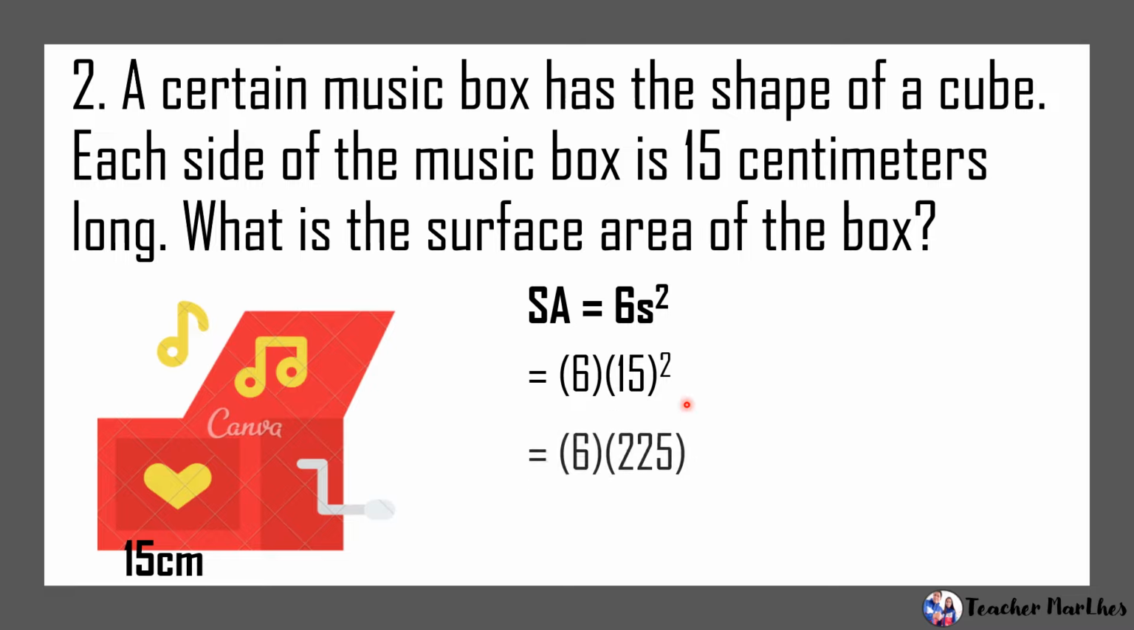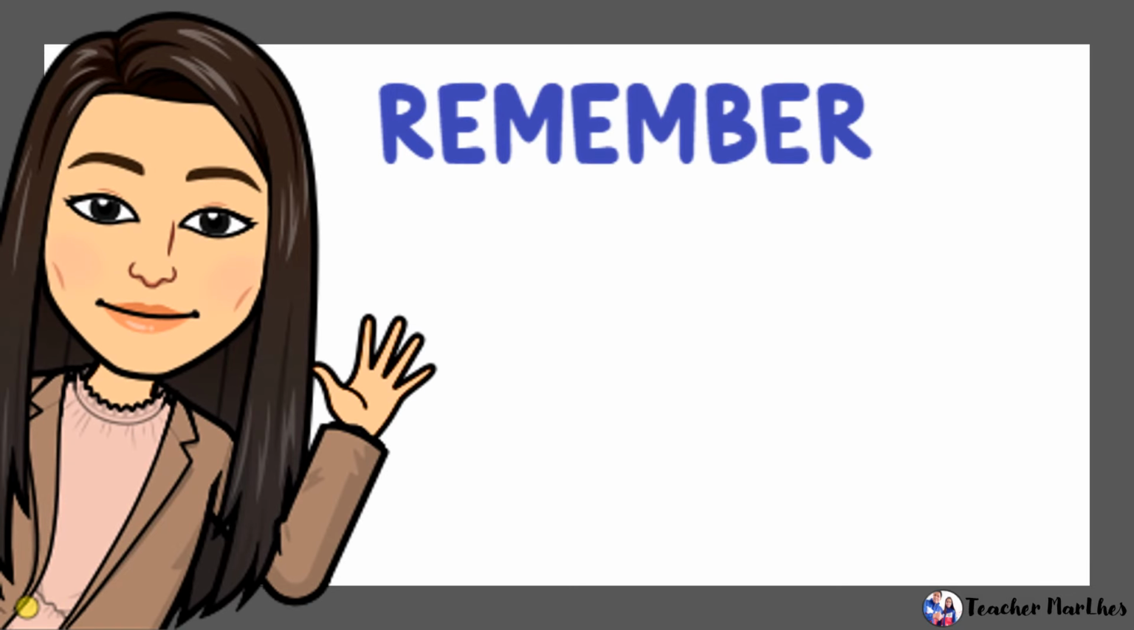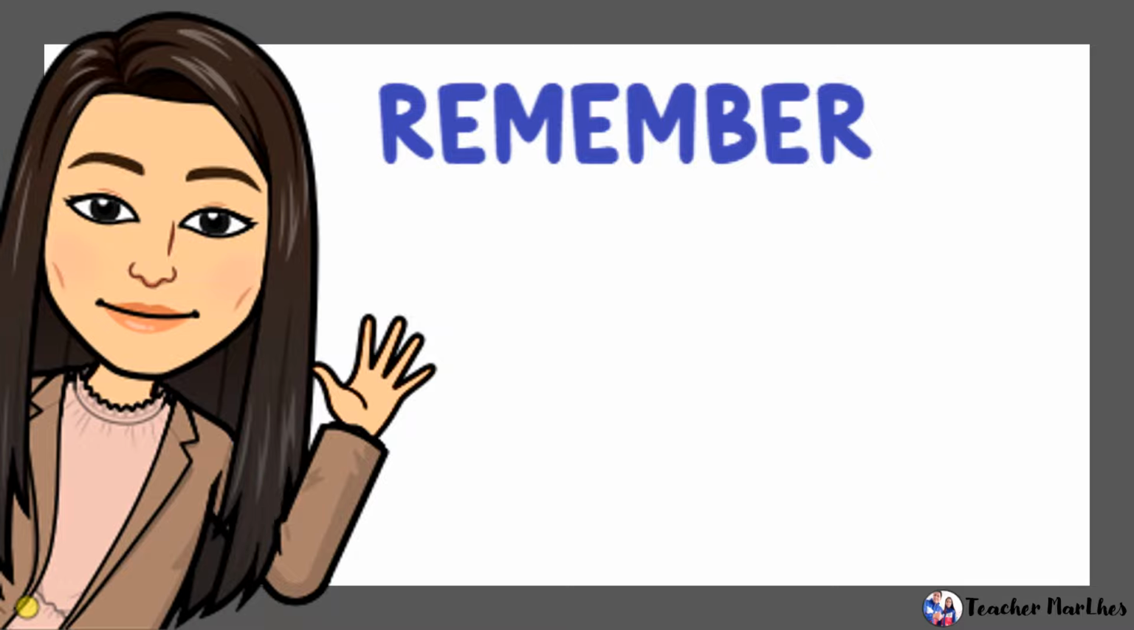So, let us evaluate. 15 times 15 is equal to 225. So, multiply 6 times 225. So, the surface area of the cube or of the music box is 1,350 square centimeter. So, this is the answer for problem number 2. So, let us remember that surface area is the sum of the areas of the bases and the lateral faces of a solid figure. These are the formula in finding the surface area of the different solid figure.